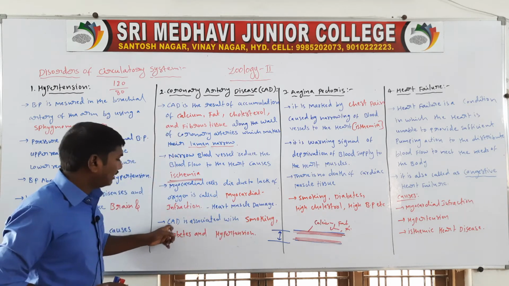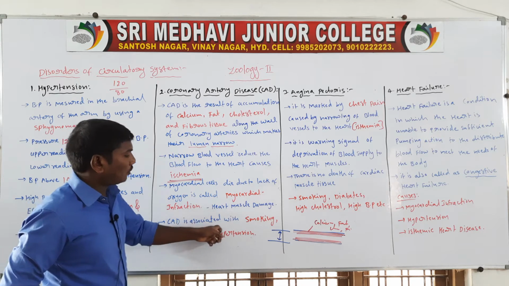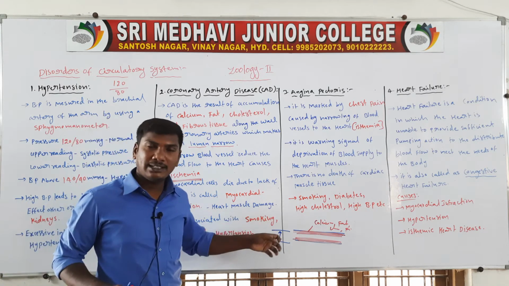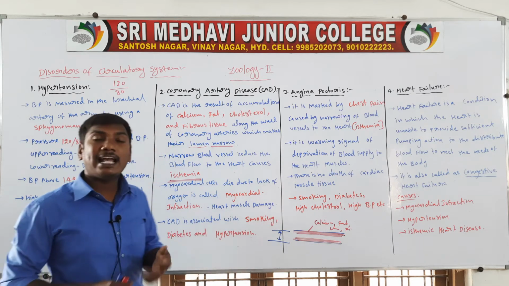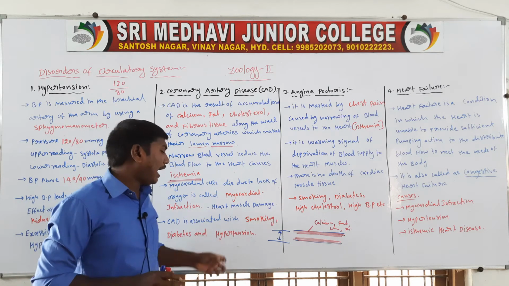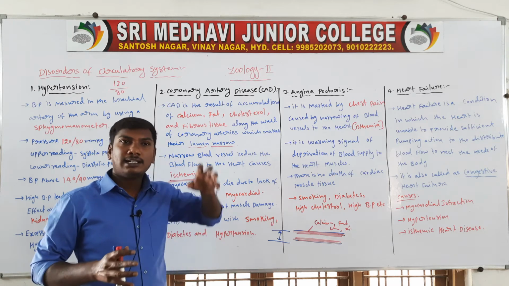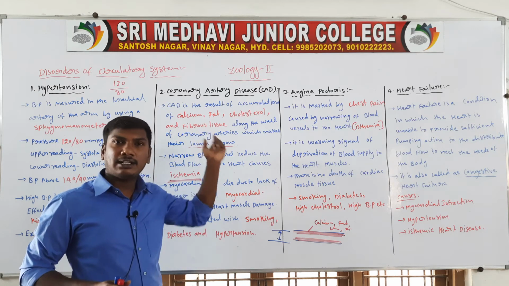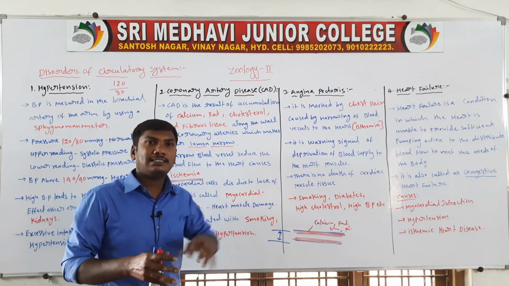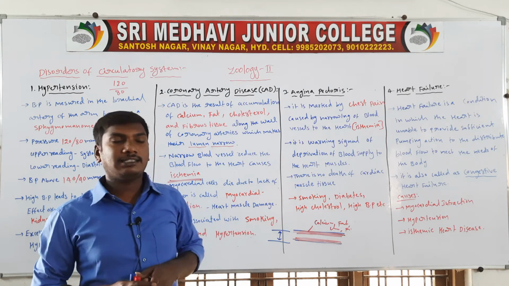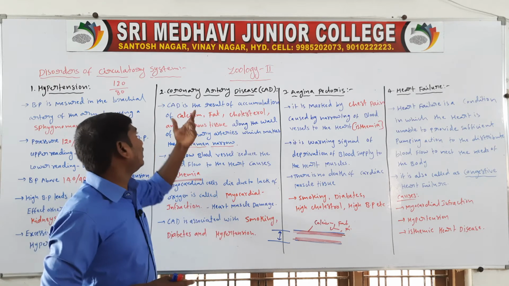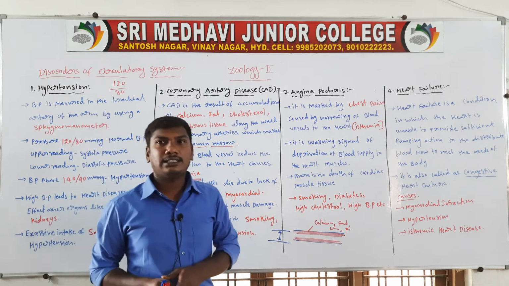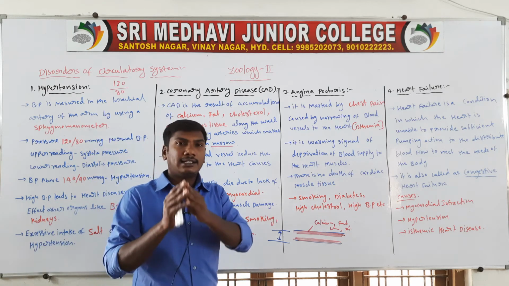Next, coronary artery disease is associated with smoking. This disease is caused in smokers, diabetic persons and hypertension patients. Smoking, diabetes and hypertension all contribute to coronary artery diseases.